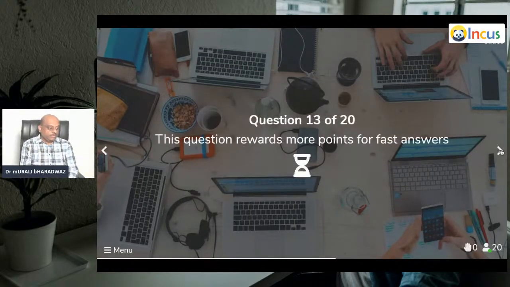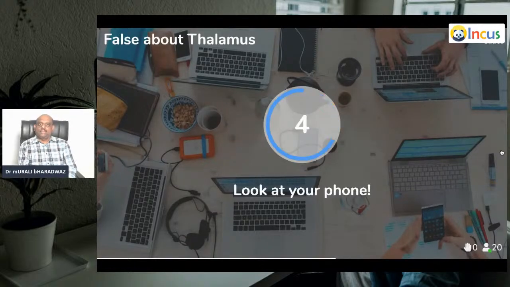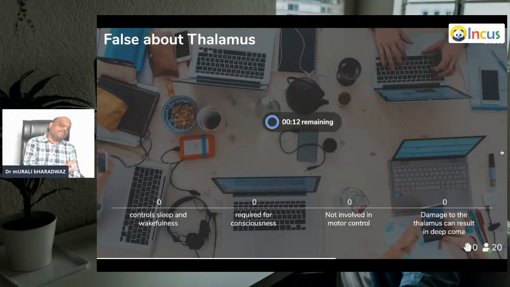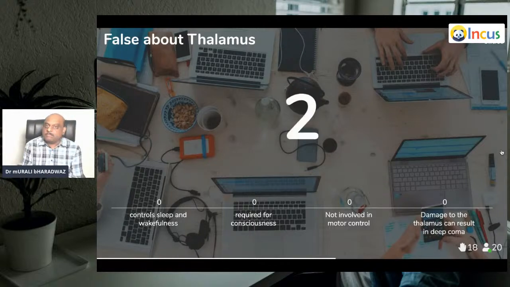Very good. Question number 13. This is a challenging question. Whoever answers knows physiology. Which is false about thalamus? What is the wrong statement about thalamus?